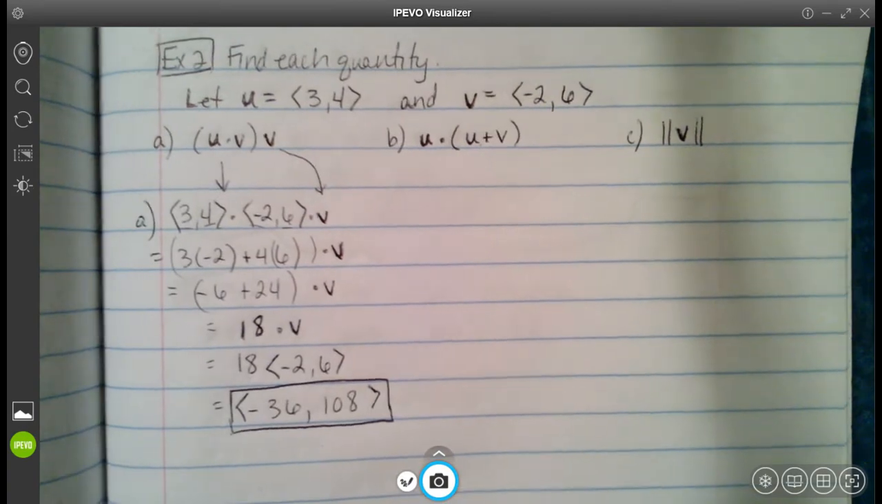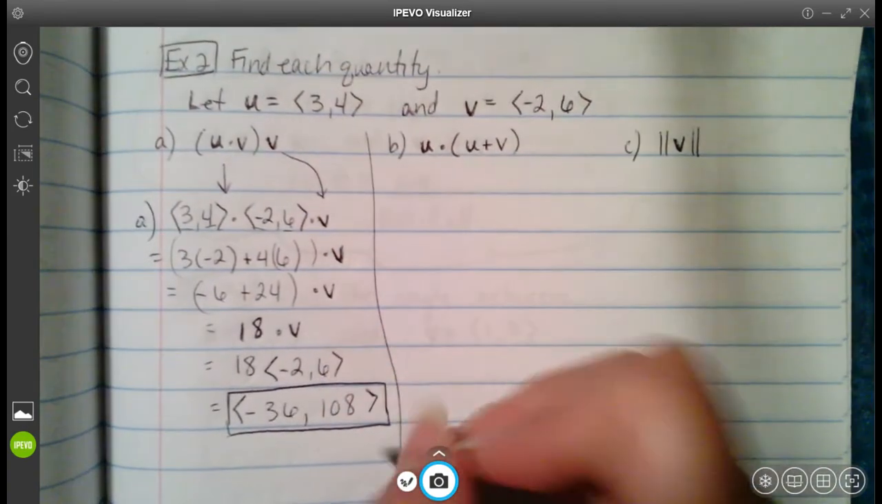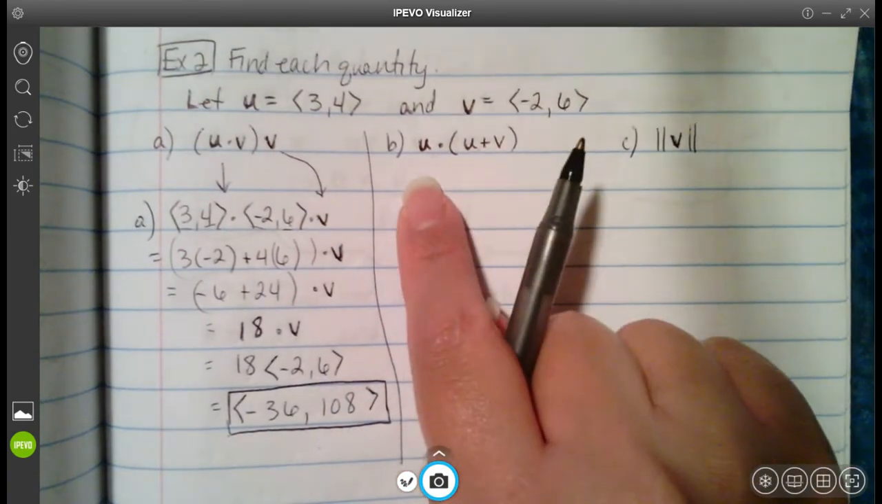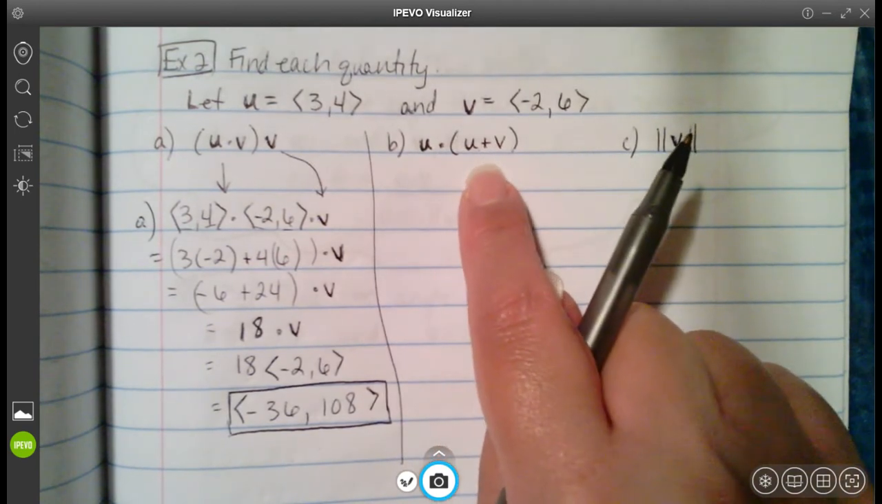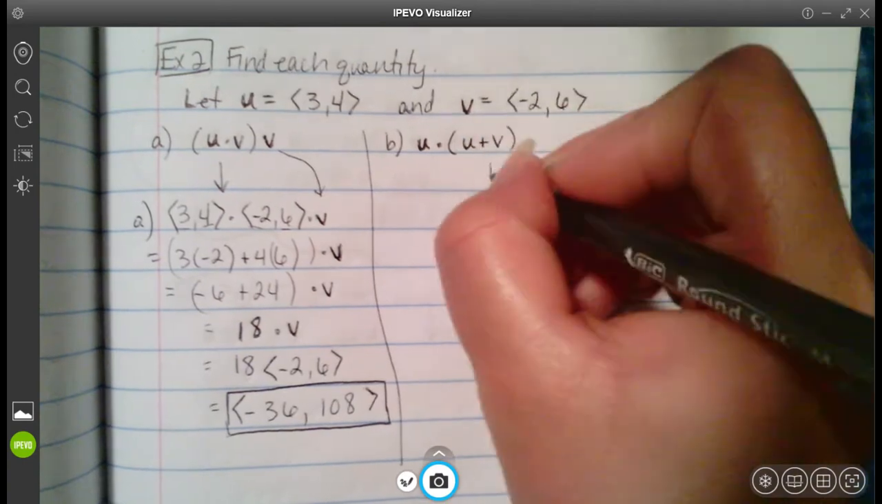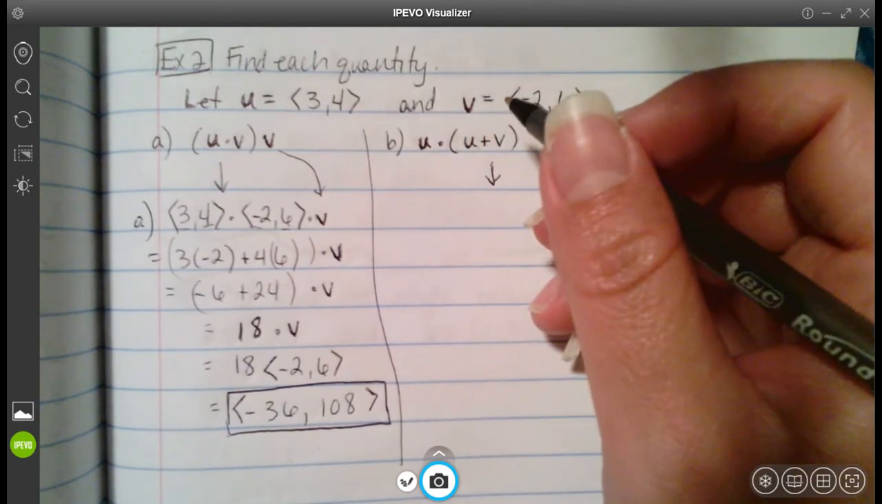Let's look at letter B. Let's work here vertically. For letter B, we have u times u plus v. So we have to go back to our previous unit here. I'm going to do this part first because it just seems easier to me.